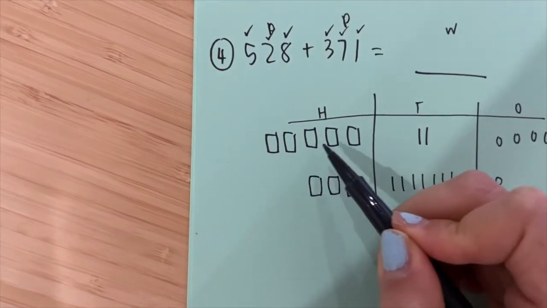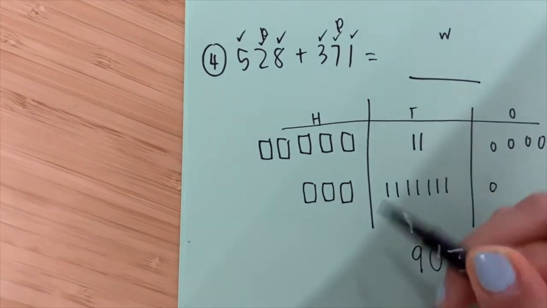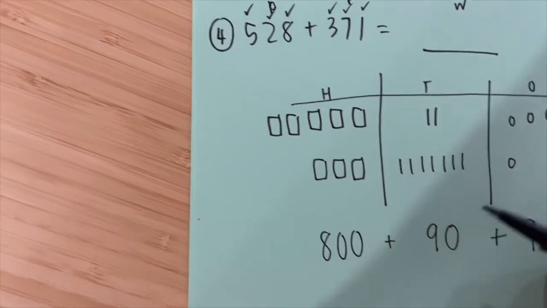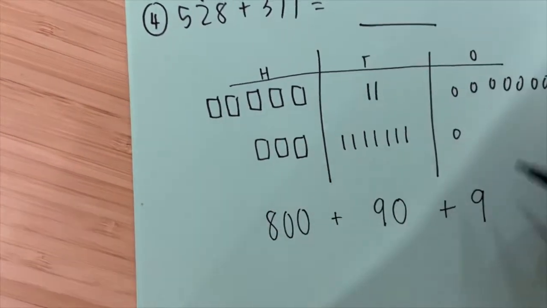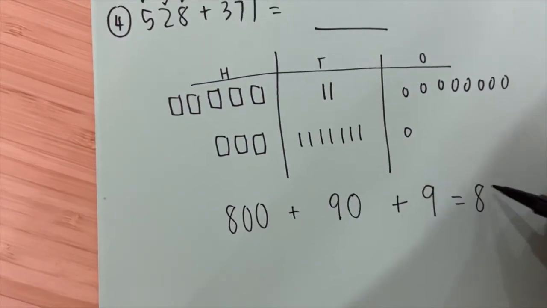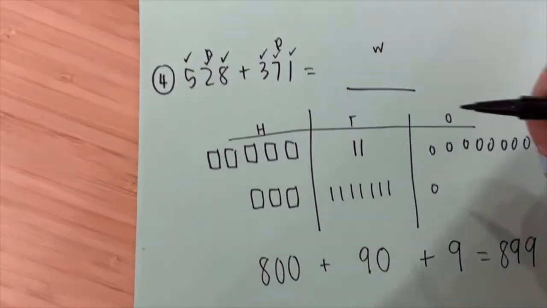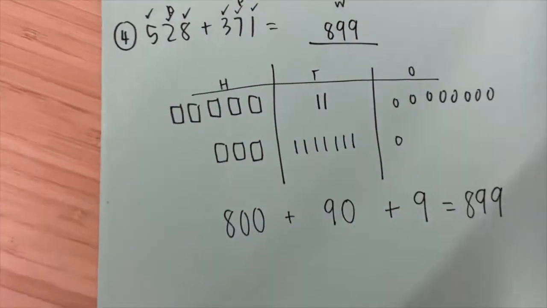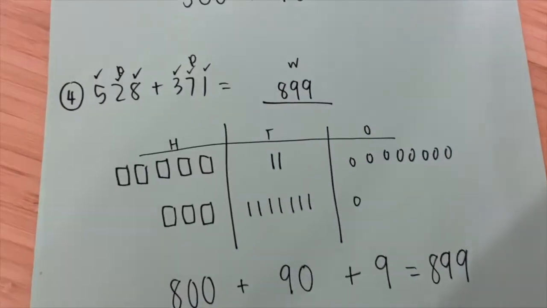Hundreds. 1, 2, 3, 4, 5, 6, 7, 8. Plus 8. But not just 8, 800 because the value of 8 hundreds is 800. Equals 899. My whole is 899. Great. Okay, now for something more challenging.